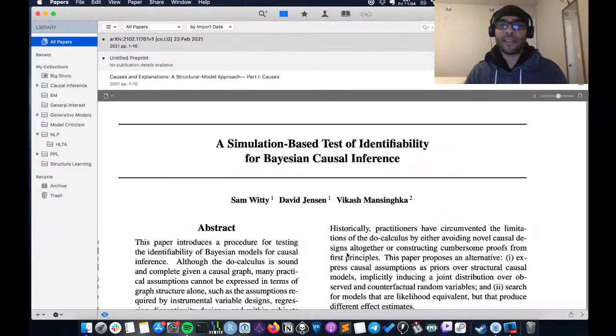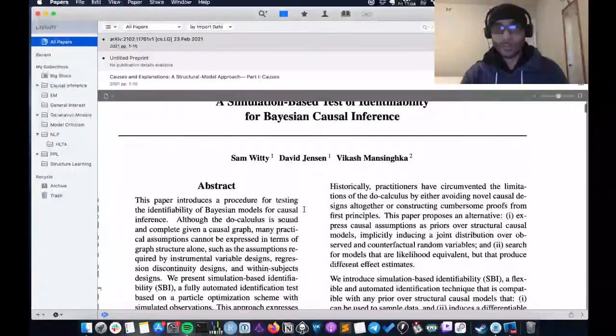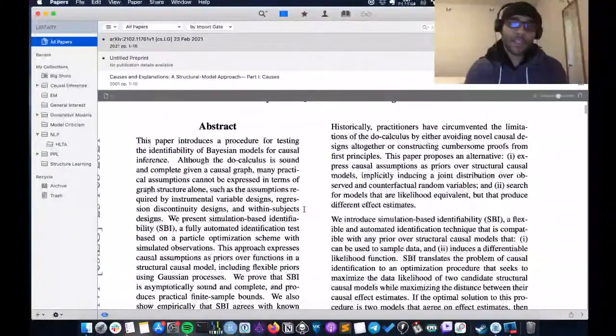this simulation-based test of identifiability for Bayesian causal inference by Sam Woody, David Denson, and Vikash Manshinka. I'm excited to read the paper. Sam will be in the reading group, so I'm just going to listen.